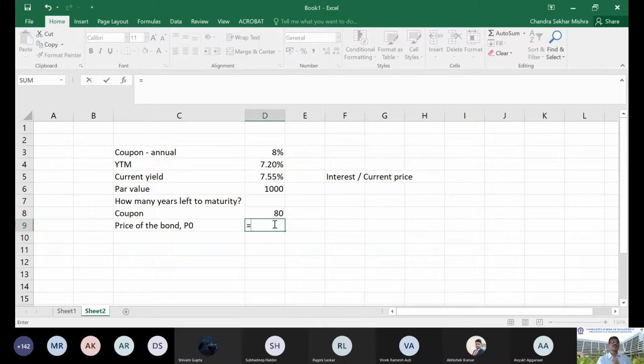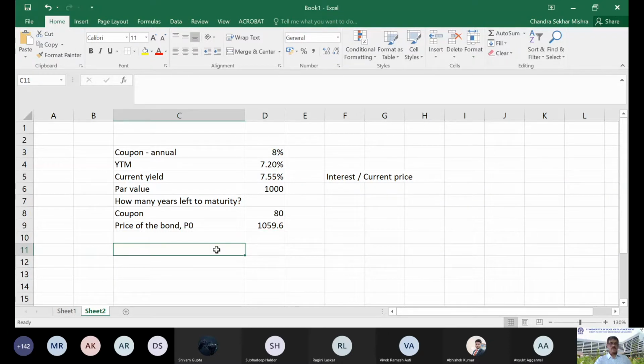Which cell by which cell? Anyone? Please respond. Current yield is interest by current price. Yield is given, interest is given. What is the current price then? Coupon divided by this one. Okay. So the current price comes to 1059.60.